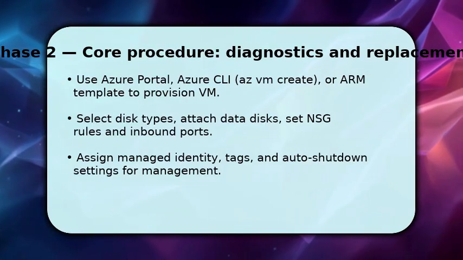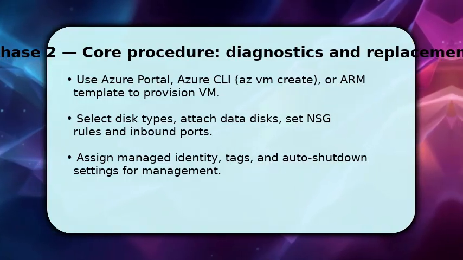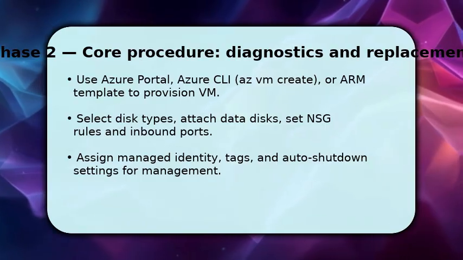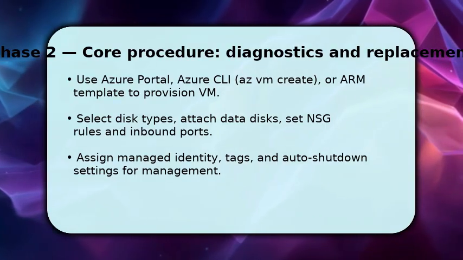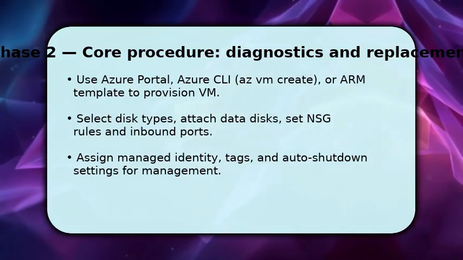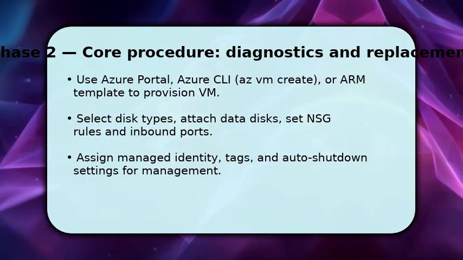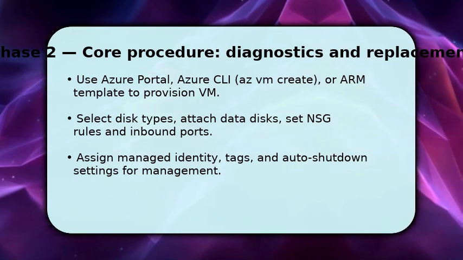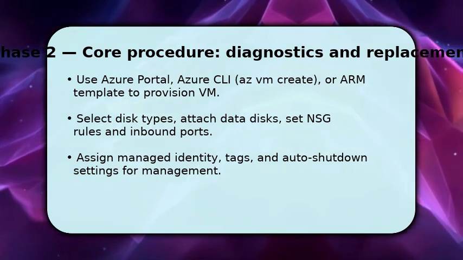Configure the OS disk type and attach data disks if needed, because disk performance impacts application speed. Set network security group rules to open only required ports and enable extensions like VM Agent or Custom Script. Make sure to assign a managed identity and tags for lifecycle and cost tracking. These simplify access and billing later.